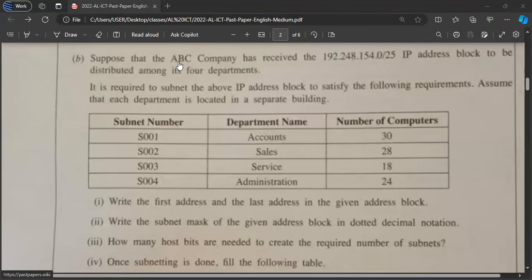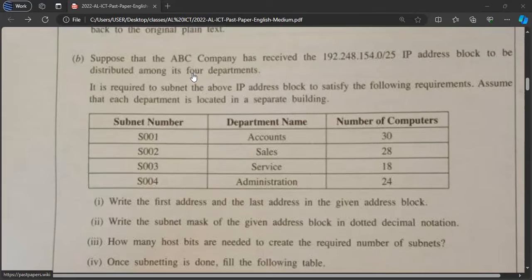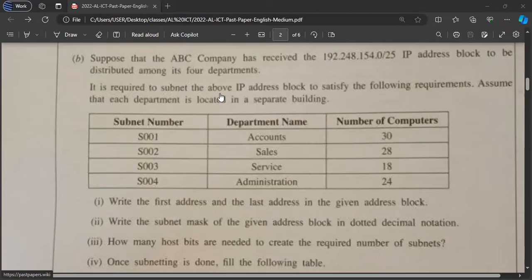Suppose that the ABC company has received the 192.248.154.0/25 IP address block. This is the IP address block that is received to be distributed among its 4 departments. So it is required to subnet the above IP address block. We have the IP address block that is given, and it is required to subnet, right? You need to subnet the IP address block.